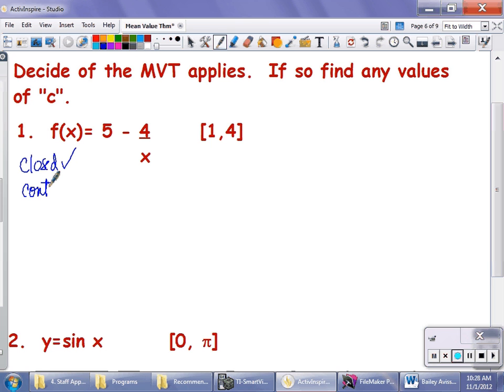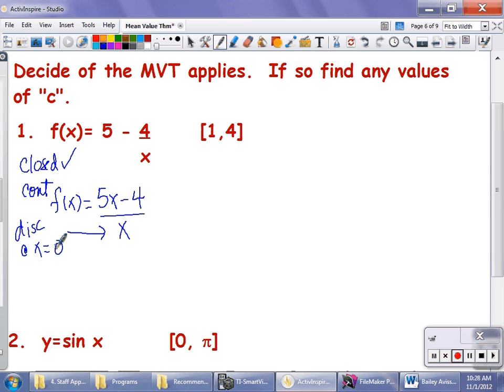Now notice, in this function I have f of x. If I get a common denominator, I would have 5x minus 4 over x. And notice I have something very dangerous here. I have an x in the denominator. So this function is not continuous at x equal to 0. There's a discontinuity at x equal to 0. And we said that the function has to be continuous on the closed interval.